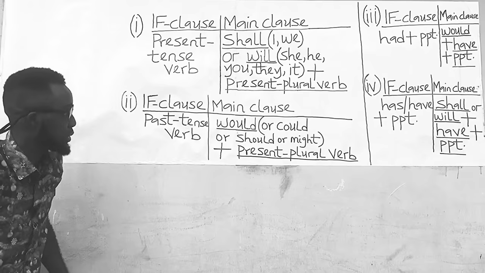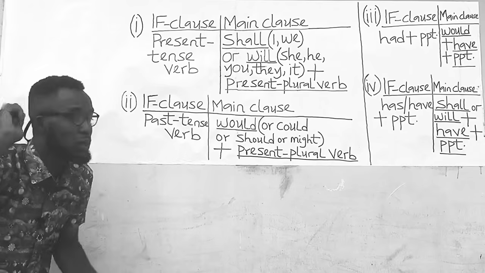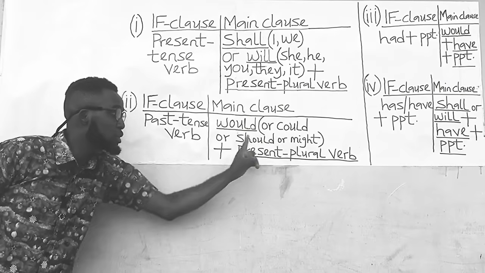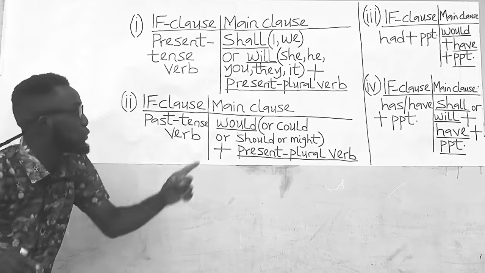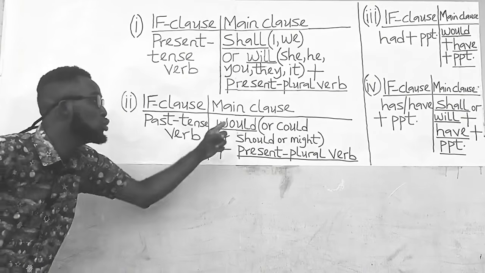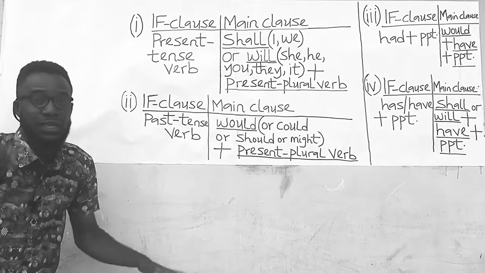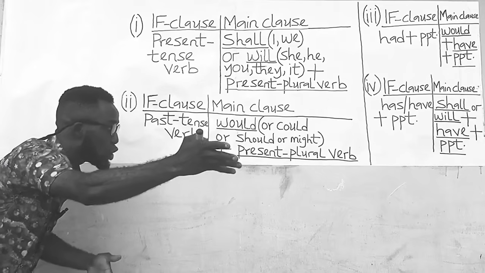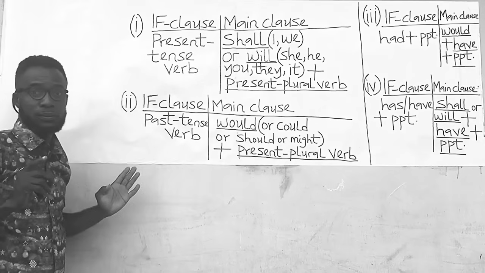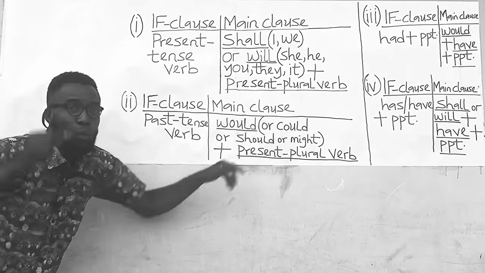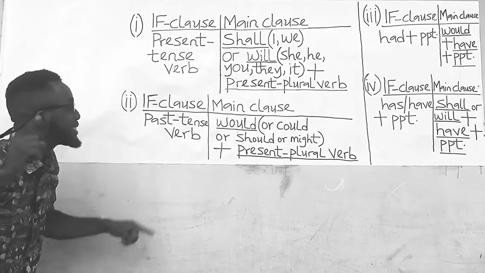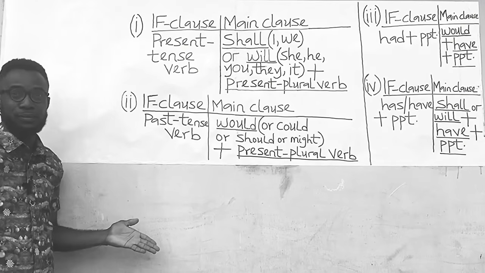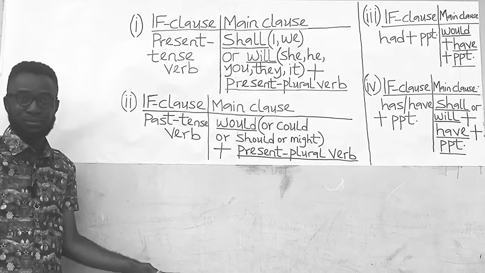Please note that if the options contain would, could, should, or might, plus a present plural verb, then settle for would. It is when would cannot be found in the options that you look for any of could, should, or might, and follow it up with a present plural verb. You will do this when the if clause contains a past tense verb, a simple past tense verb. I believe that is understood.